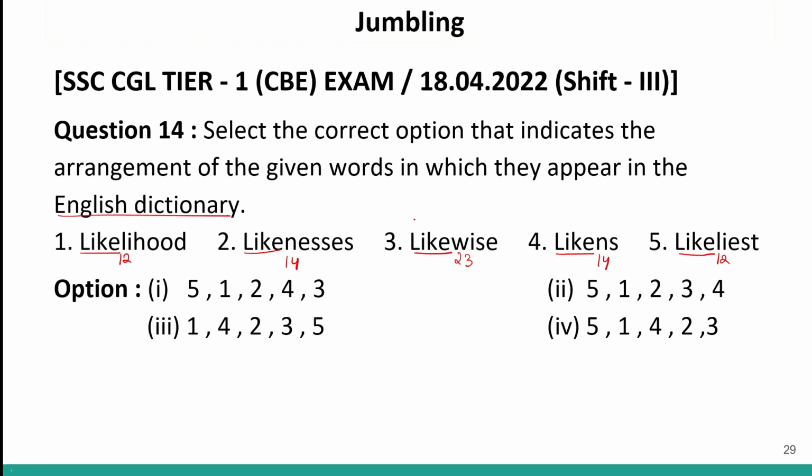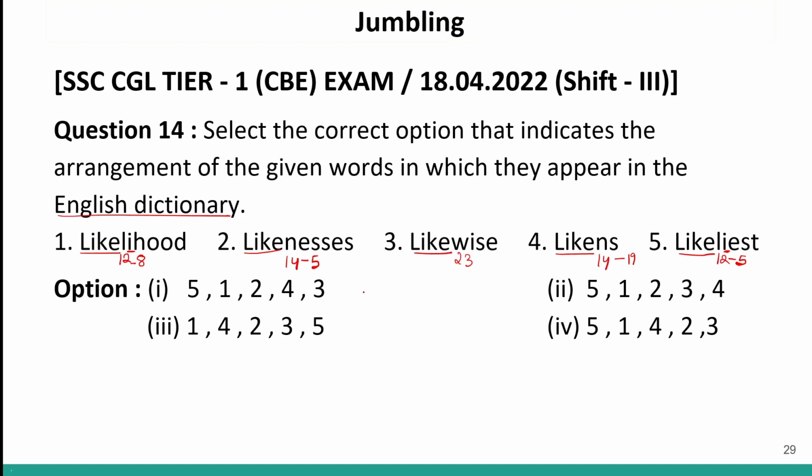So, comparing likelihood and likeliest, I can see the next letter I is also the same. So, we will move forward to the next letter after I. After I, we have H over here. And H is positioned at 8, right? And over here, after I, we have E, which is positioned at 5. Now, between likeliness and likens, I can see after N, we have E over here, which is 5. And after N, we have S over here, which is 19.